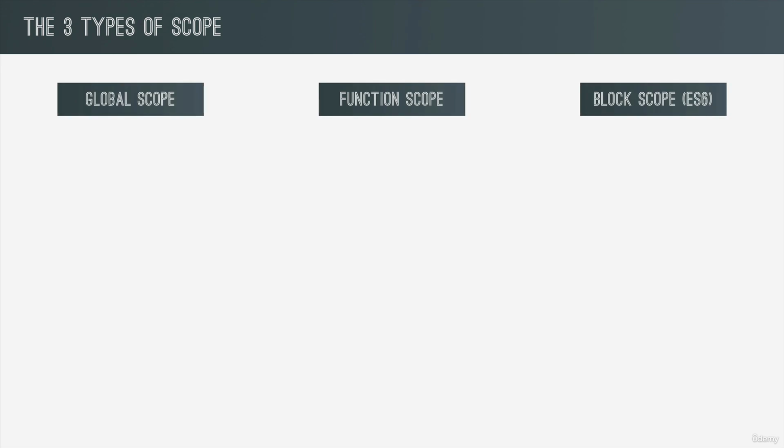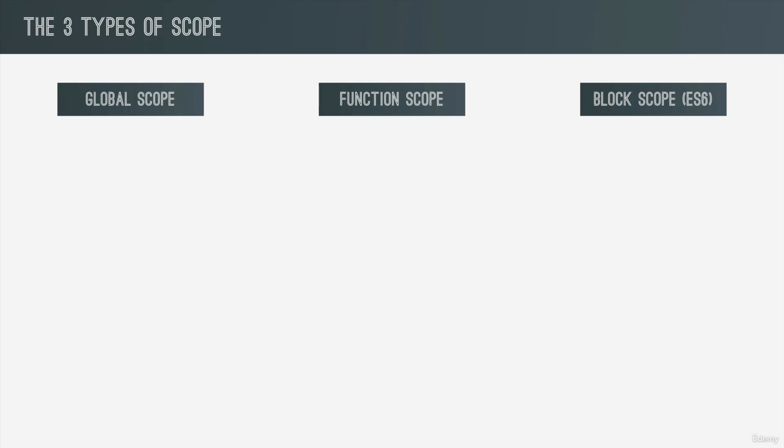Anyway, let's now talk about the three different types of scope in JavaScript. So that's global scope, function scope, and block scope. And remember, scope is the place in our code where variables are declared. And when I say variables, the exact same thing is true for functions as well. Because in the end, functions are just values that are stored in variables.